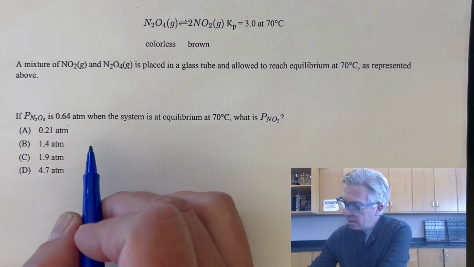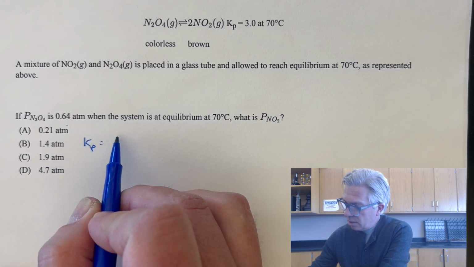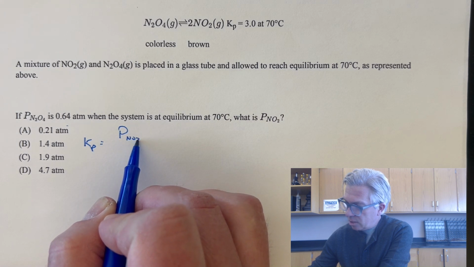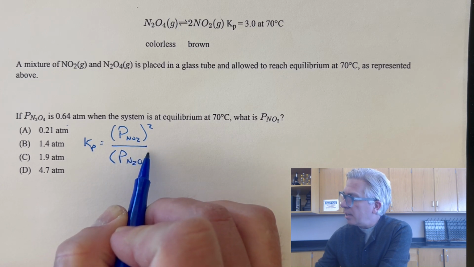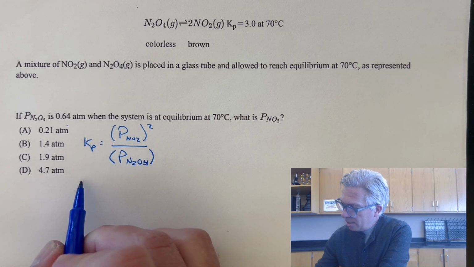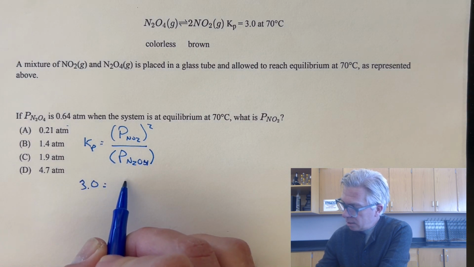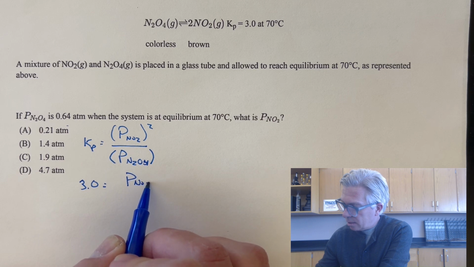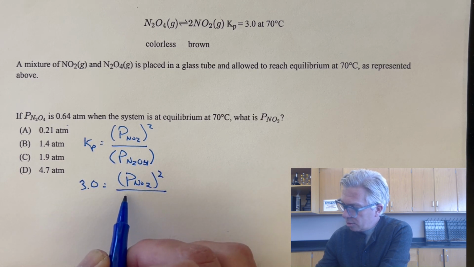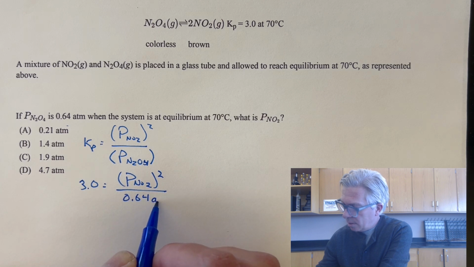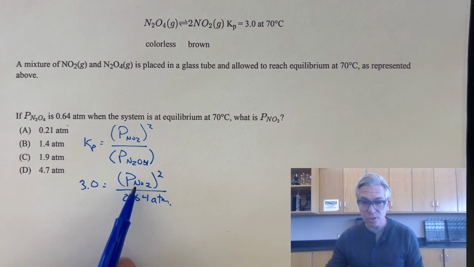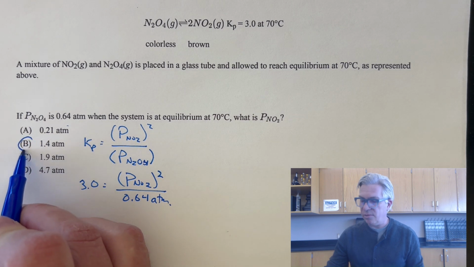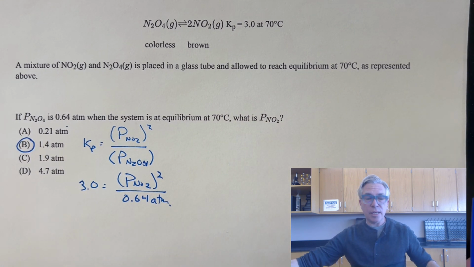So here, again, let's just write the Kp expression. Pressure of NO2, and that's going to be squared, over pressure of N2O4. Okay, so that's our Kp expression. We've been told Kp is 3, and we need to know the pressure of NO2, which is the top part, and that's squared again, don't miss that, over 0.64 atmospheres. So when I do the math and solve for that, I get that the pressure of NO2, remember to square root it, is 1.4 atmospheres. So it's fairly straightforward plugging in numbers and solving for one of the components.